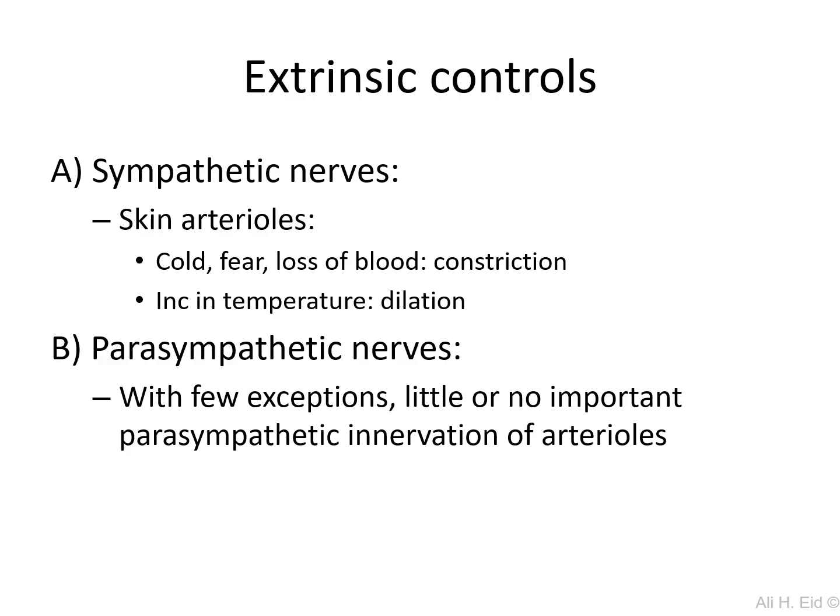The parasympathetic, before I get to the parasympathetic, what I mentioned about cold-induced vasoconstriction, that's a normal physiologic defensive mechanism that the body uses to minimize heat loss. However, sometimes this is exacerbated or augmented, and that can lead to a pathology known as Raynaud's phenomenon. Raynaud's phenomenon occurs by virtue of a unique receptor called the alpha-2C adrenergic receptor. For the parasympathetic nerves, with few exceptions, little or no important parasympathetic innervation of arterioles takes place.